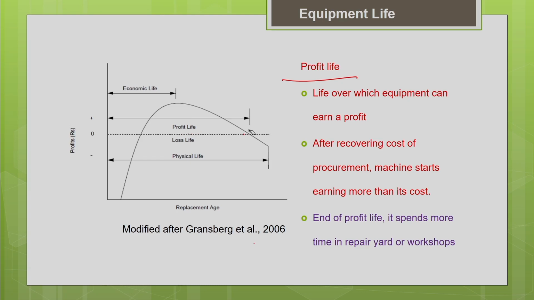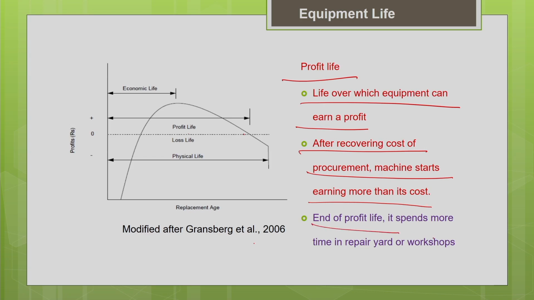So profit life is nothing but the life over which an equipment can earn a profit. As I told you, after recovering the cost of its purchase, the machine starts earning more than its cost. That means it has entered into the profit zone. At the end of the profit life, it spends more time in the repair yard. That means it will enter into the loss zone. So before that, it is better to replace the old machine with the new machine.